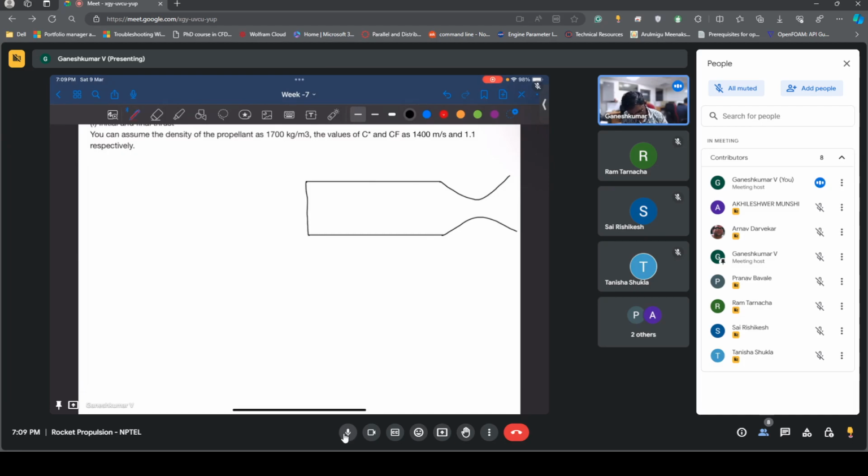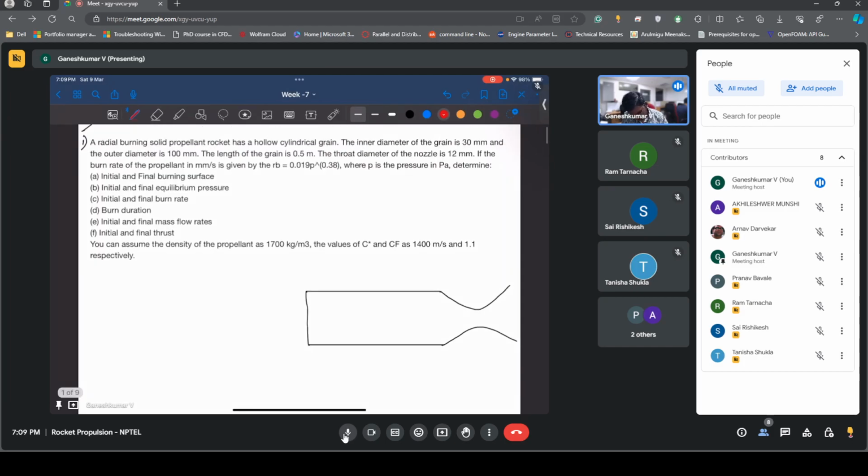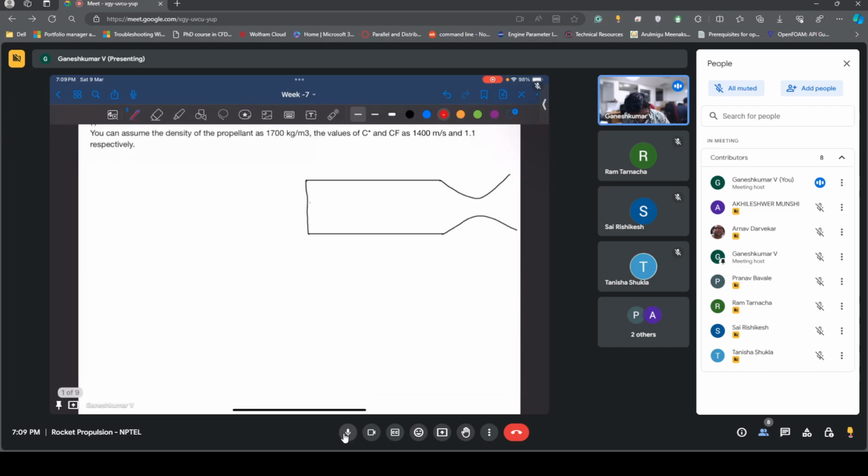So this is how a solid propellant rocket looks, and what they said is it's a hollow cylindrical grain. So the propellant will be something like this. I'm just drawing a cut section. They make this propellant, cast it, and then put it inside the rocket motor. And we have a nozzle here. So this is the nozzle, and this is the combustion chamber.